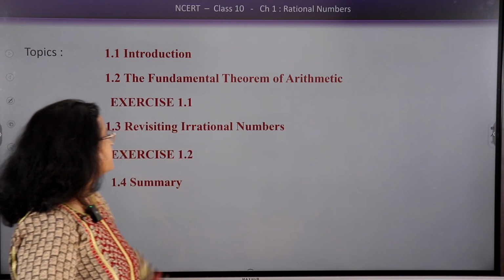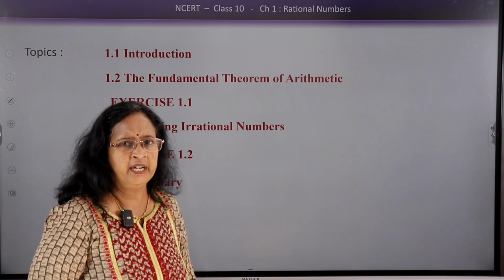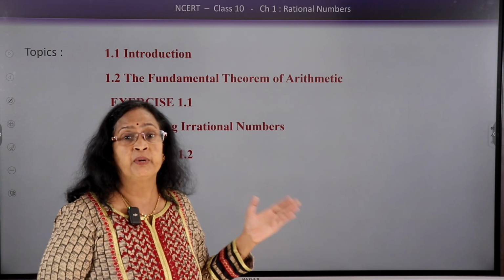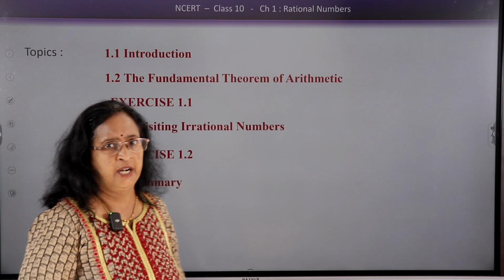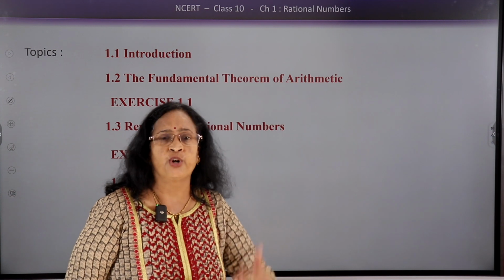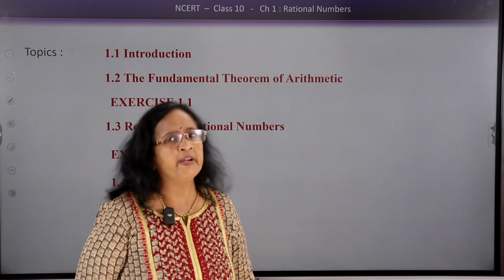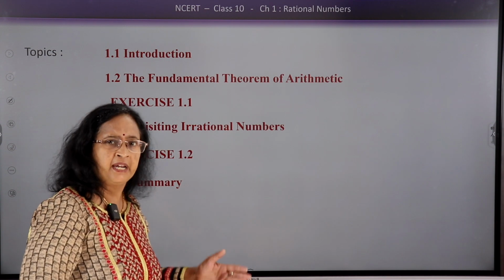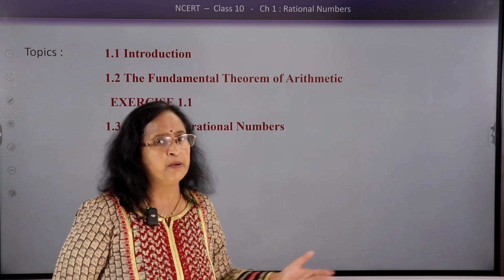Now the next topic is revisiting irrational numbers. We had done rational numbers in the earlier classes. Now we will learn about irrational numbers and how we prove that they are irrational. Then comes Exercise 1.2, which is based on proving irrational numbers. Irrational numbers are always proved by the method of assumption. Then comes the summary of everything we had discussed.